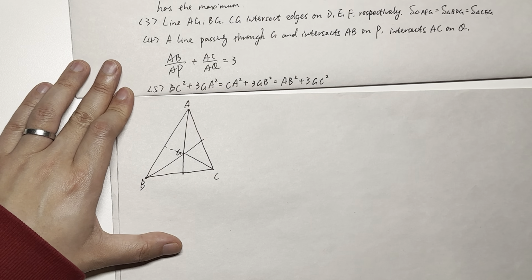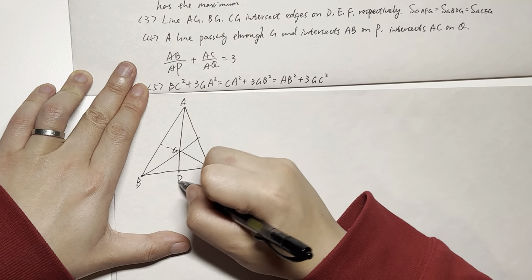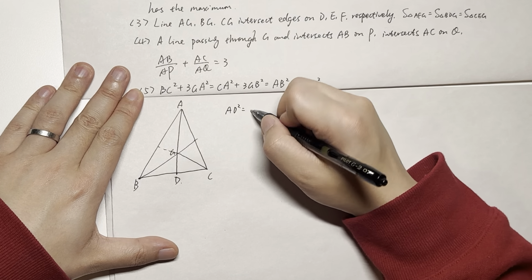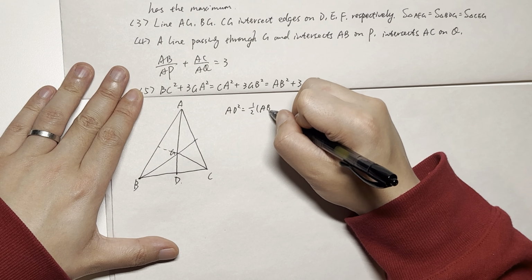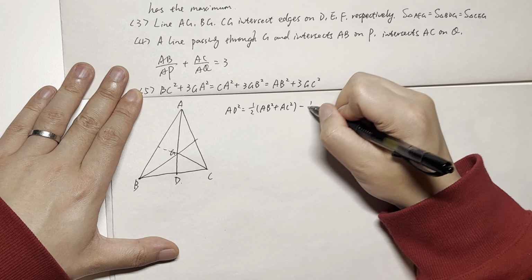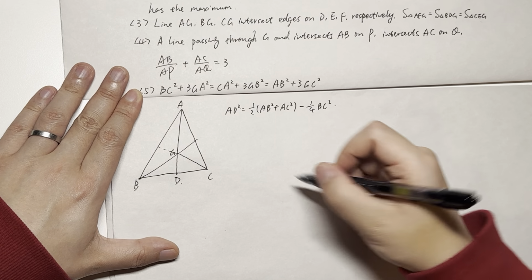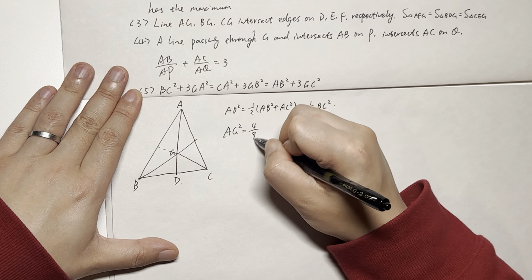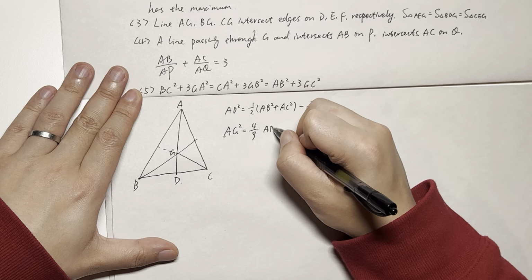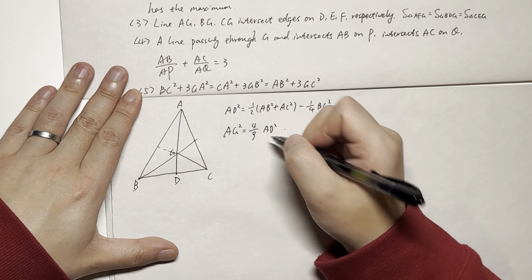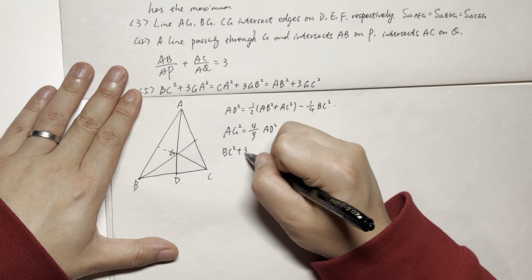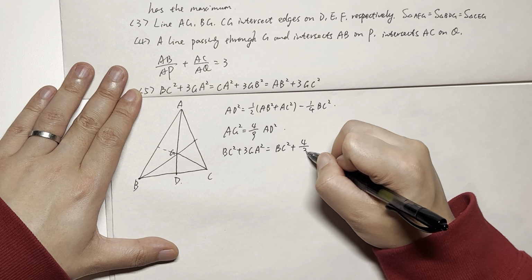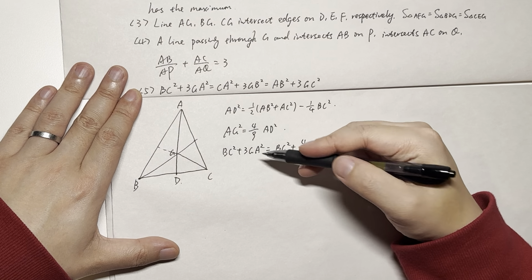So, again, what is AD squared? AD squared is 1 by 2 AB squared plus AC squared minus a quarter of BC squared. So AG squared is 4 by 9 AD squared. That means BC squared plus 3GA squared equals BC squared plus 4 by 3 AD squared.